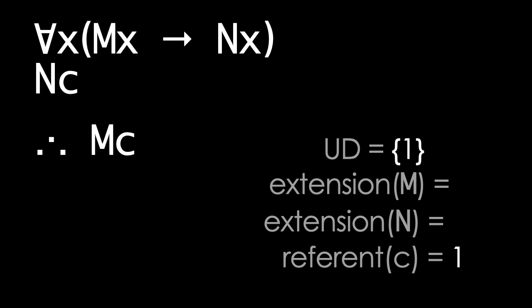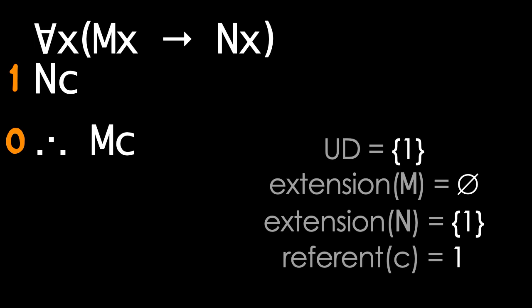Now, to show that the argument is invalid, we need to make the premises true and the conclusion false. To make the second premise true, to make Nc true, we'll have to put the referent of C in the extension of N. That is, we'll have to make the extension of N be the set containing 1. And to make the conclusion be false, to make Mc false, we have to leave the referent of C out of the extension of M. Since there's only one thing in the universe of discourse, that means making the extension of M empty.